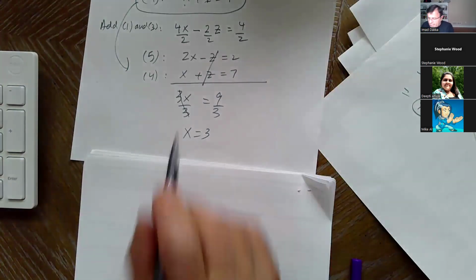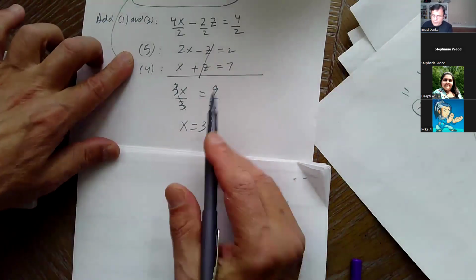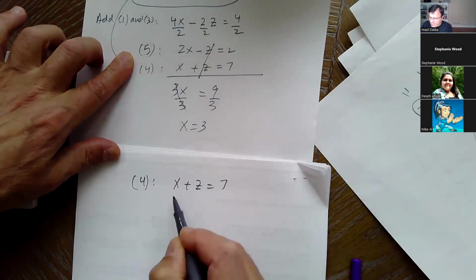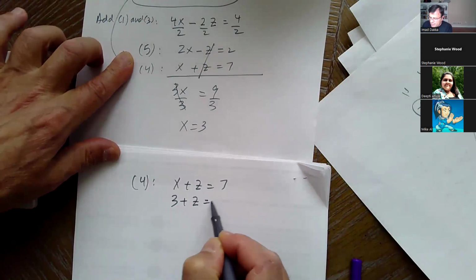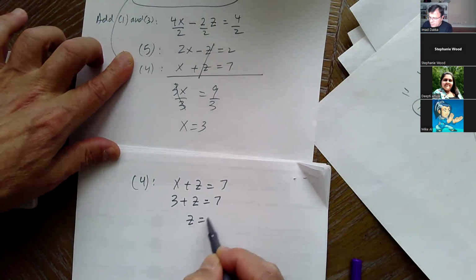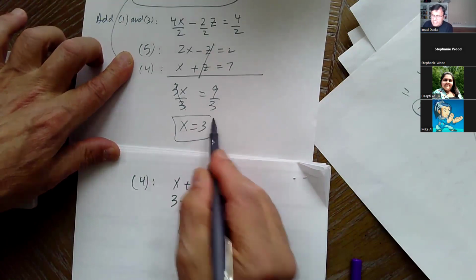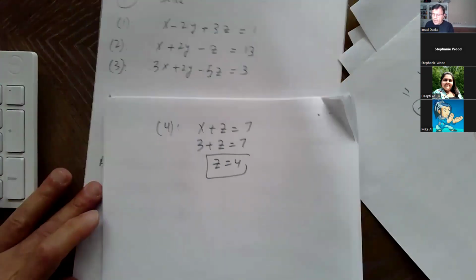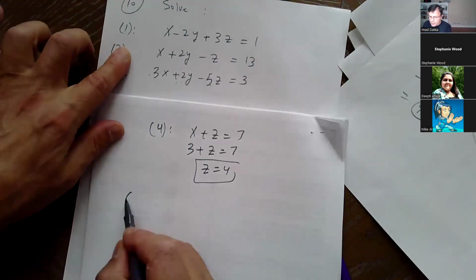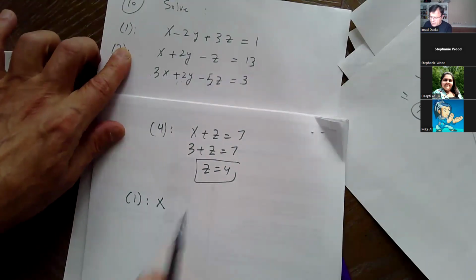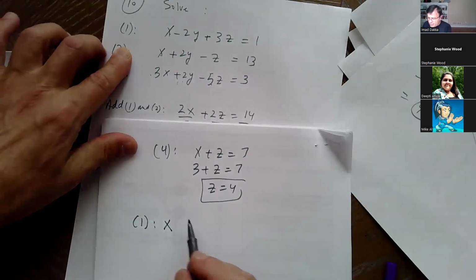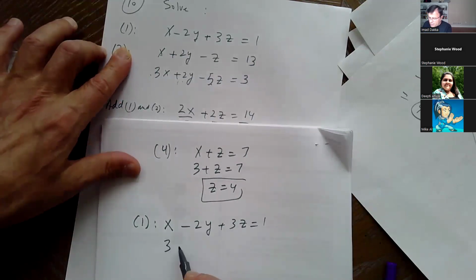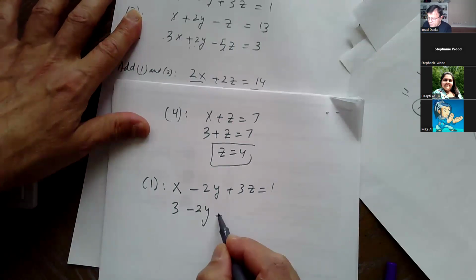So I got x, then I go back to equation 4 to get z. So I'll just go back to equation 4, x plus z equals 7, but x is 3. So z is 7 minus 3, which is 4. So I got x, I got z, now I need y. So I'm going to go back to one of the original equations, whichever one you pick. I'll just pick the first one. I already have x, which is 3. So I'll put that in there. So x is 3, y is the unknown, and z is 4.